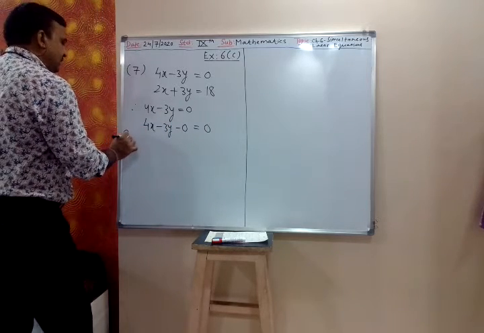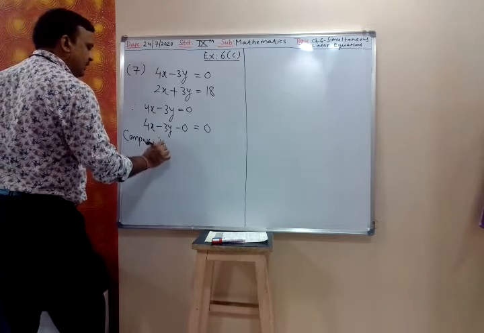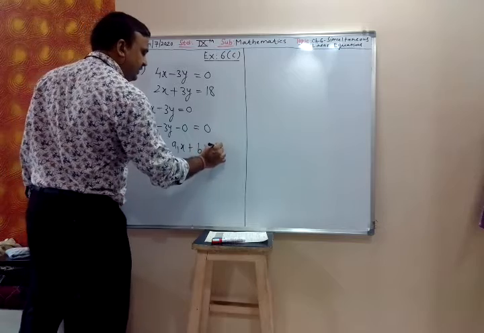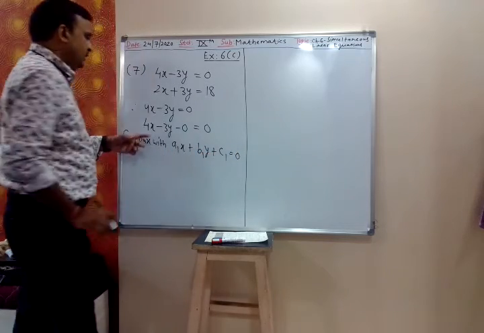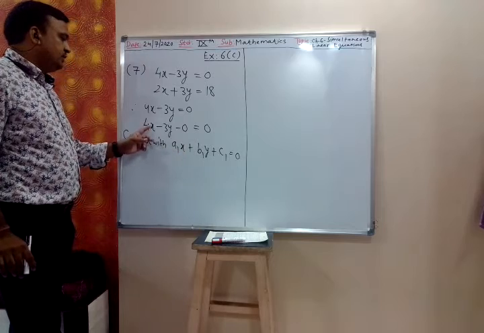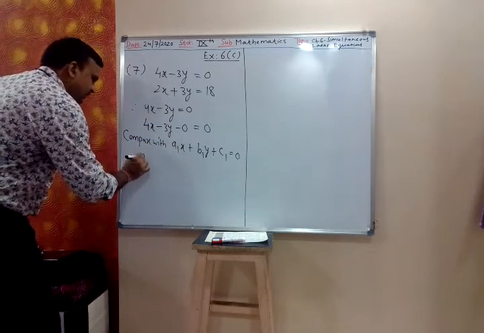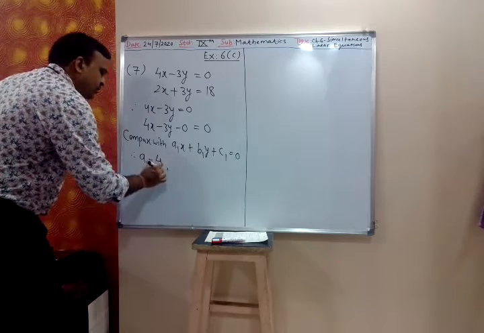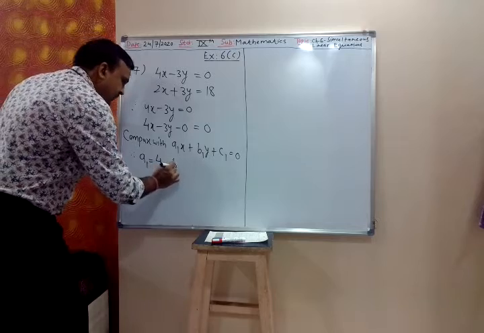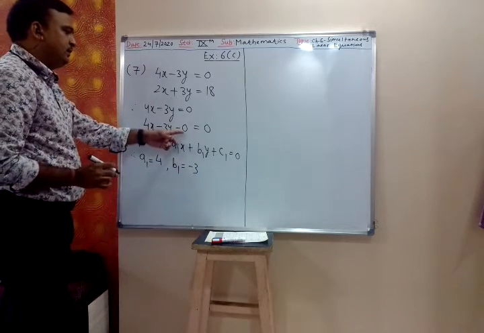I will compare this with a1x plus b1y plus c1 equal to 0. Coefficient of x is 4, and coefficient of x is a1. So a1 is equal to 4. Coefficient of y is b1, and coefficient of y is minus 3. So b1 is minus 3. And the constant term is 0.